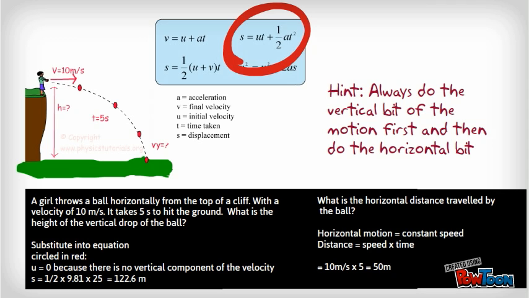The second part of the question involves finding out the horizontal distance travelled by the ball. Well, the horizontal motion is unaffected by gravity, so the speed will remain constant, and the speed was 10 meters per second in the horizontal direction. So if we multiply 10 meters per second by 5, which is the time it takes to reach the ground, then we've got the horizontal distance travelled is 50 meters.